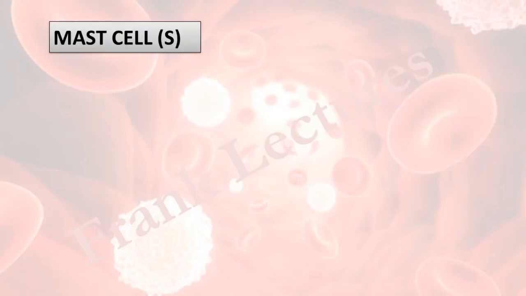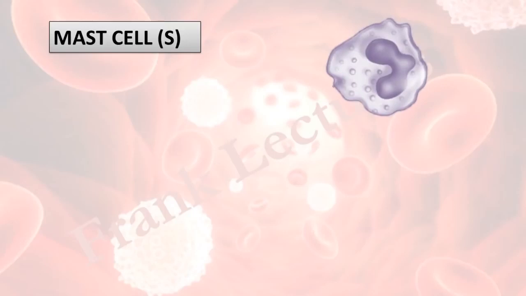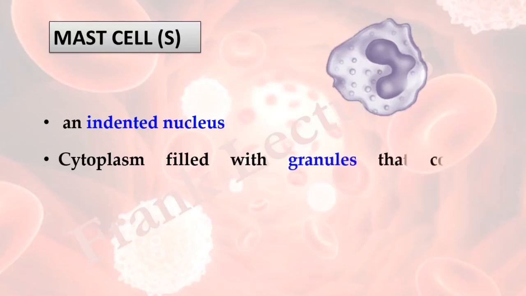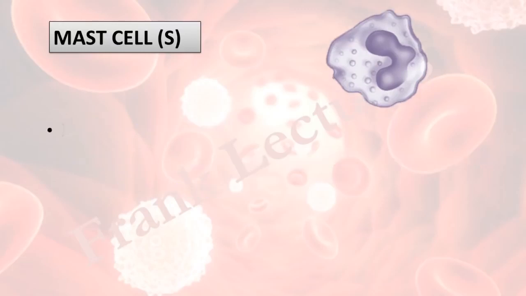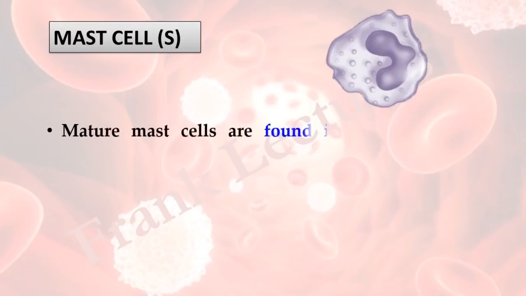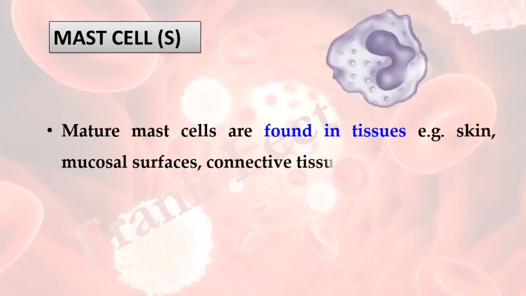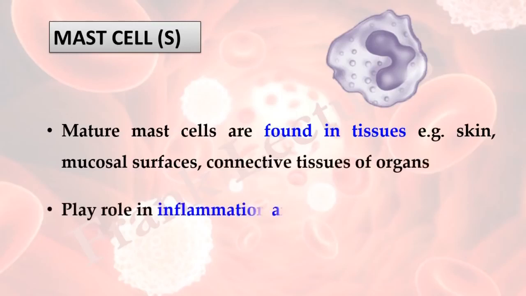Mast cells. Mast cells are similar to basophils in appearance and function, but they have an indented nucleus. The cytoplasm is filled with granules that contain vasoactive mediators. Mature mast cells are found in tissues, for example skin, mucosal surfaces, and connective tissues of organs. They play a role in inflammation and allergic responses.